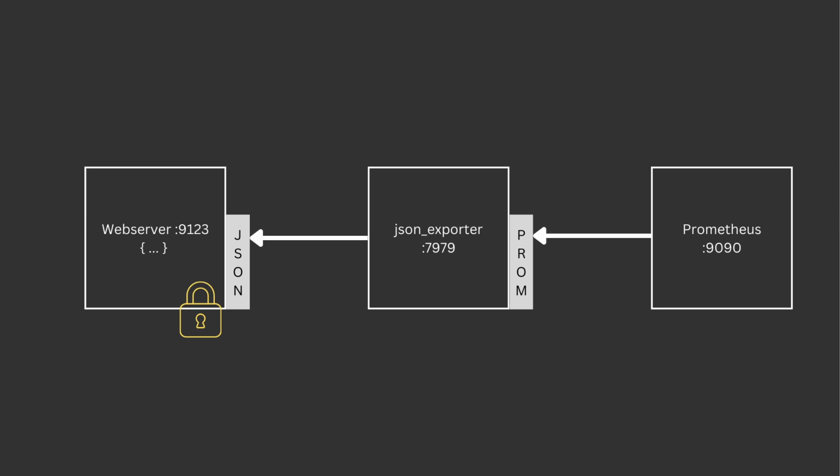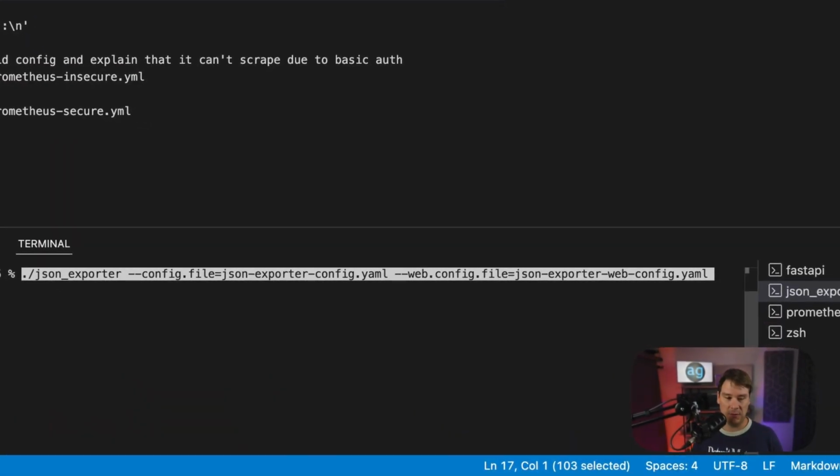Anyone who gets access to your environment and this exporter can just look at the Prometheus page. And what's the point in having basic auth on your JSON, but not the Prometheus? So let's figure out how we do that now. I've stopped the JSON exporter. The JSON app is still running, nothing changed there. And I'm passing in a new config file, web.config.file, and I'll show you that in a moment.